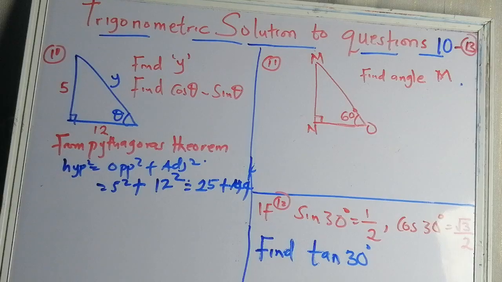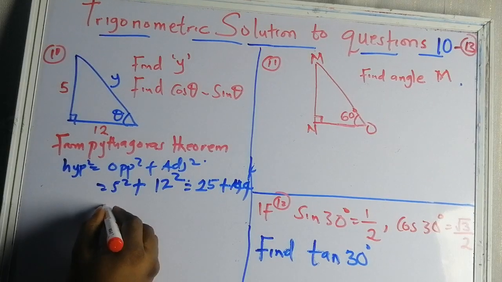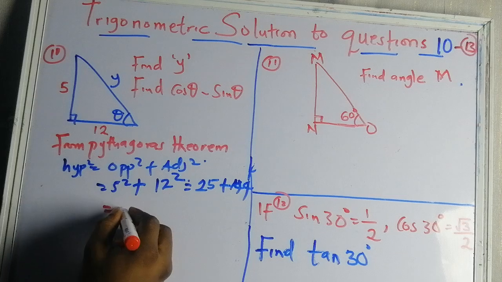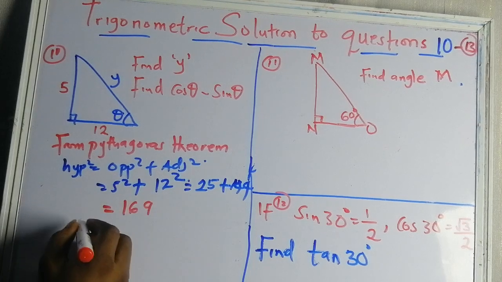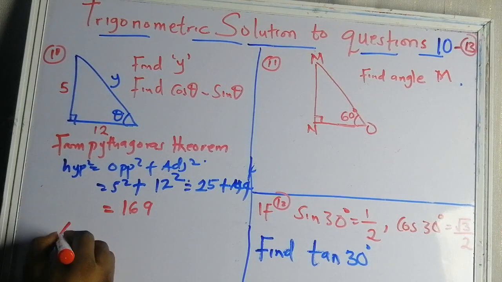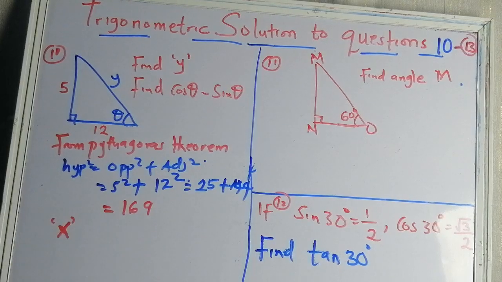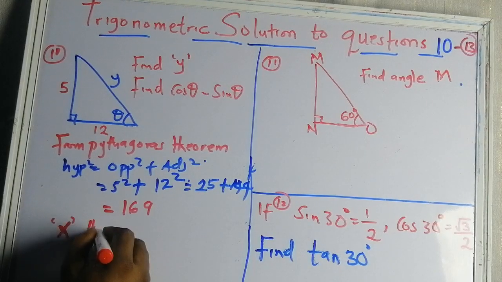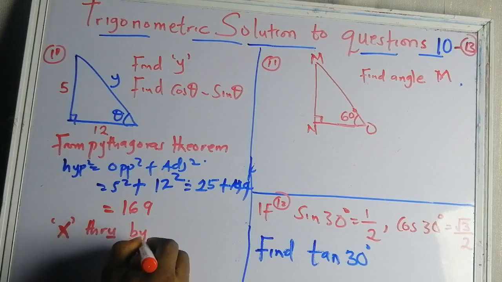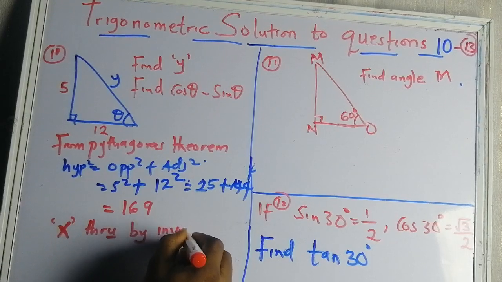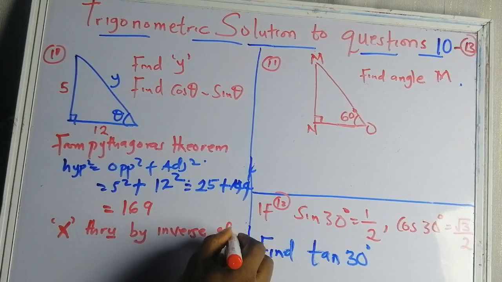But for objective, either in SSC, GCE, or NECO, you can just go ahead if you know your Pythagoras triplets. But if you don't know it, just write your hypotenuse square and opposite square, so that you won't make mistakes. So at the end of the day, my hypotenuse square here is 169. Therefore, you multiply through by the inverse of the power.